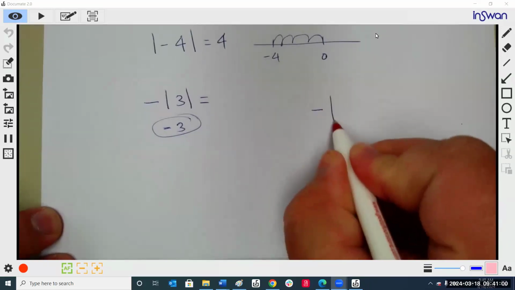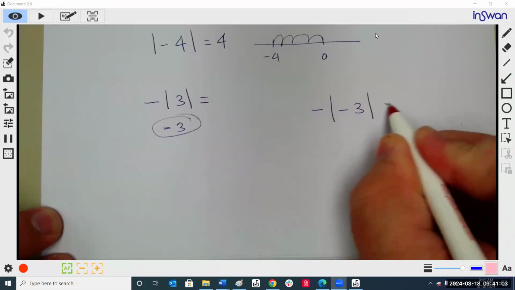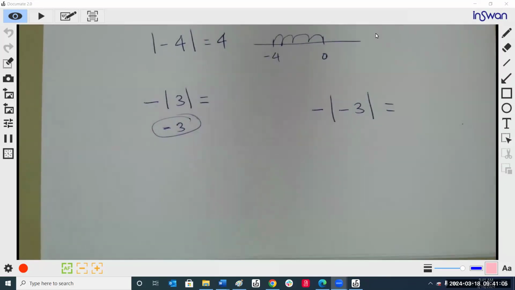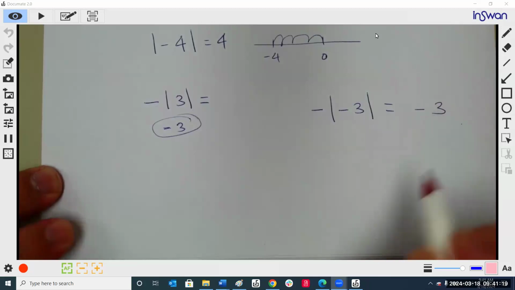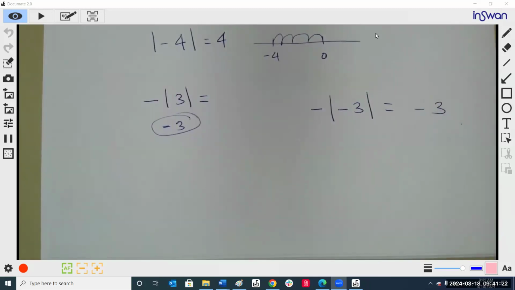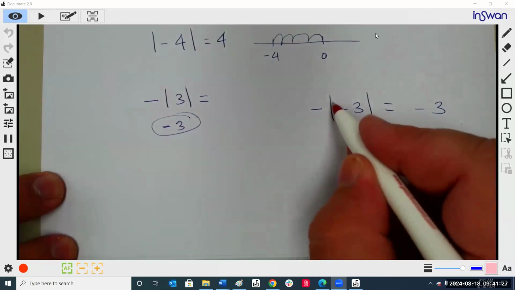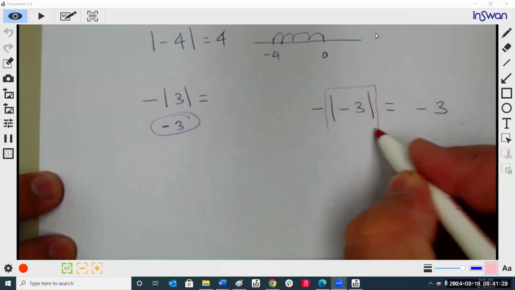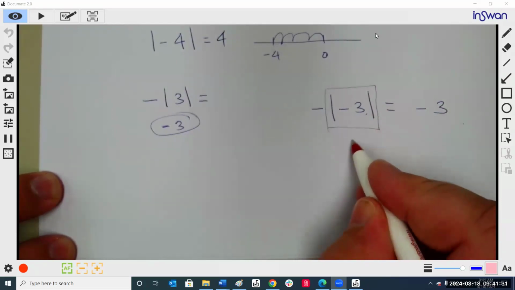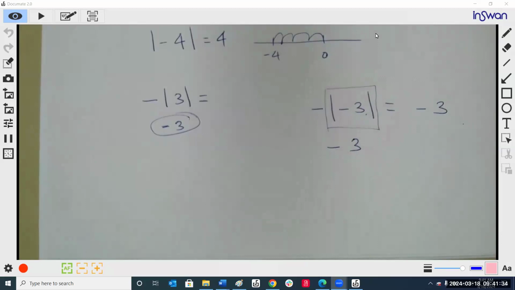As opposed to something like this. What would that equal? Why is it -3? Right, because we do the operation first. Absolute value of -3 is 3, and the negative's out front.